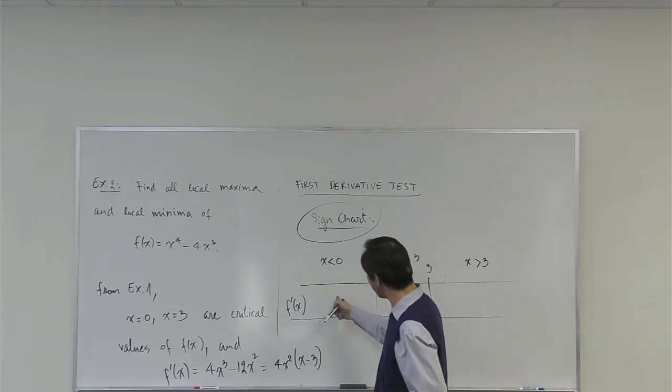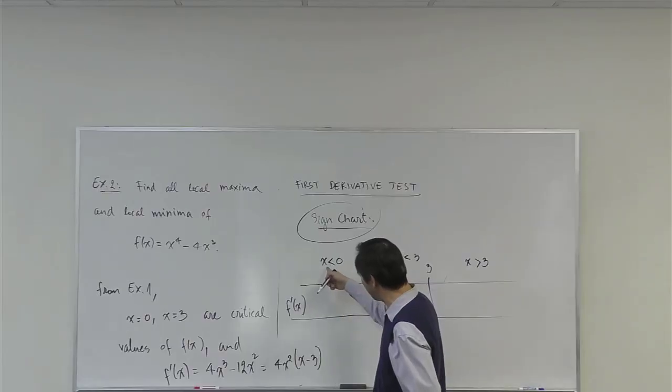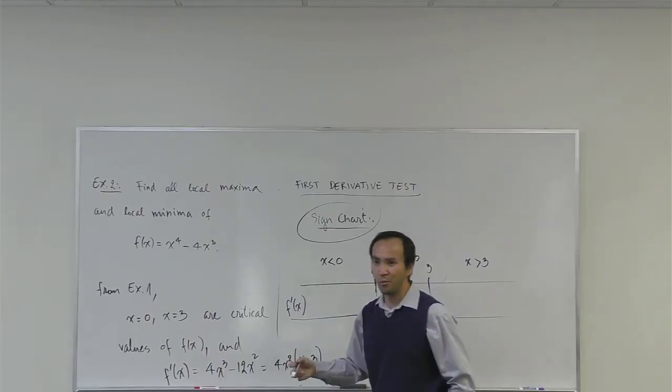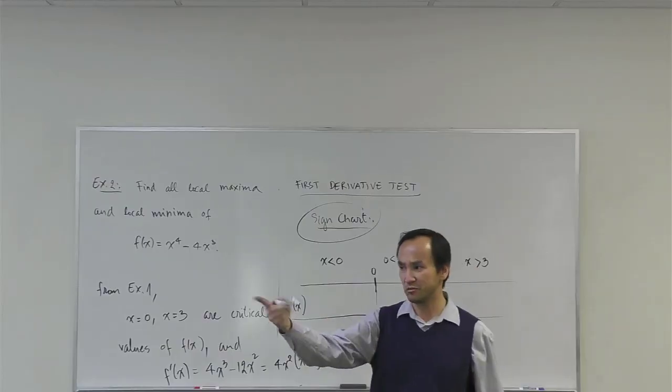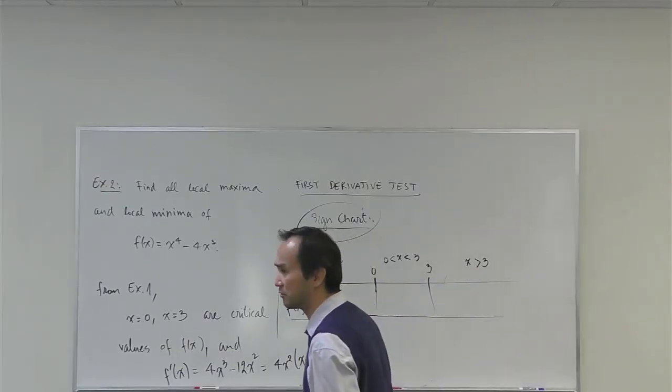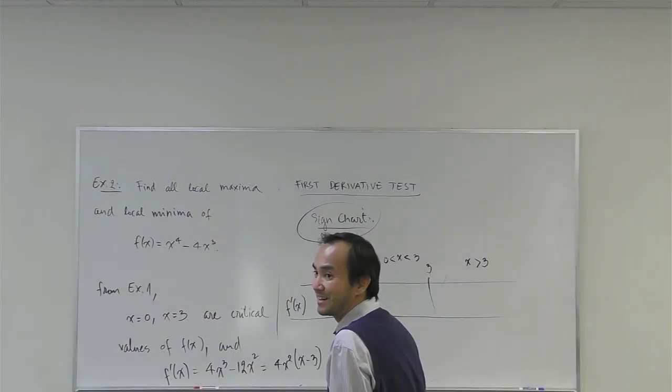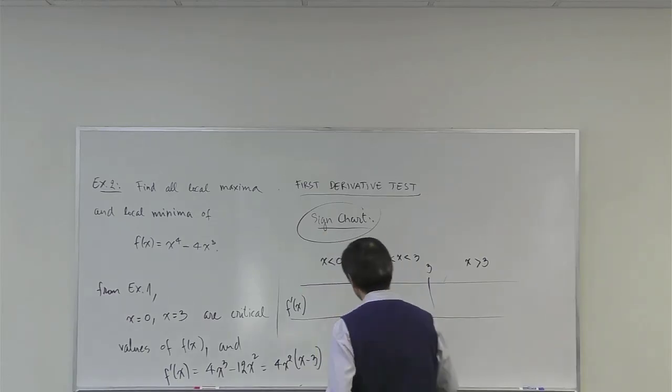So for the first interval on my chart, the x value is less than 0. Why don't you pick a value x less than 0? Pick one on your own. Negative 1? Okay. So you pick negative 1.